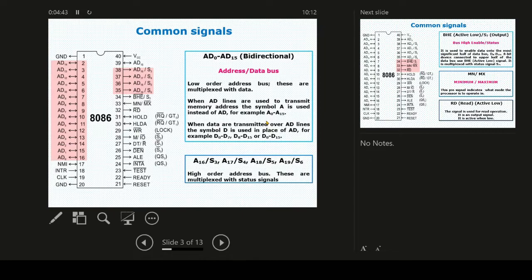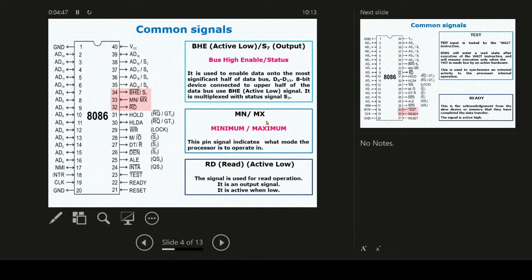Next we have the BHE at pin number 34. BHE stands for bus high enable, and S stands for the status. It is basically an output type pin, and it is for an 8-bit device which gets connected to the upper half of the data bus.